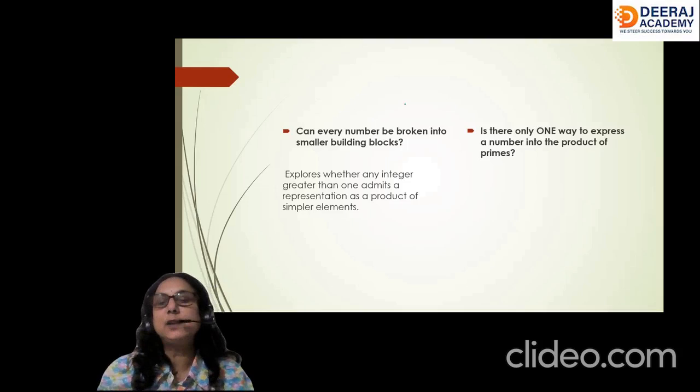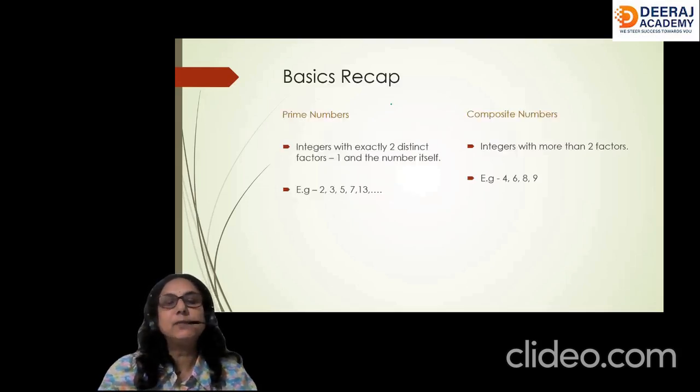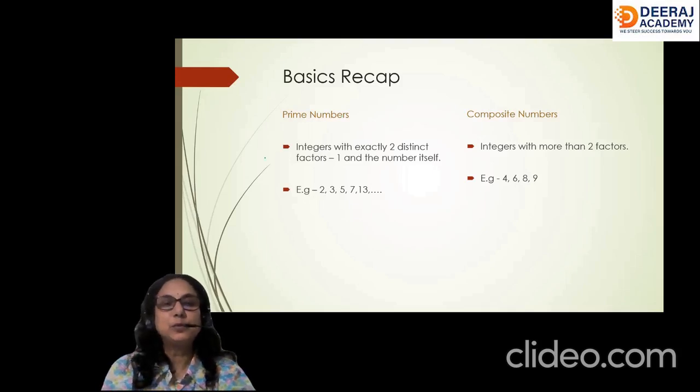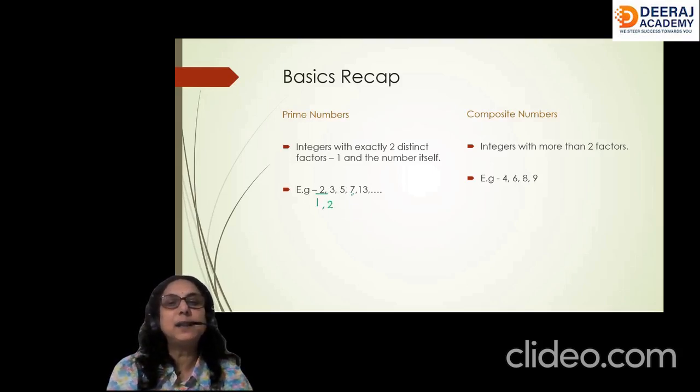So is there only one way to express a number as a product? There can be different ways, but the final result will be the same. And you know what prime numbers and composite numbers are. Prime numbers are the integers with exactly two distinct factors, that is 1 and itself, like 2. So 2 has the factors 1 and 2. If I take 7, it has the factors 1 and 7 only. So these are the prime numbers.